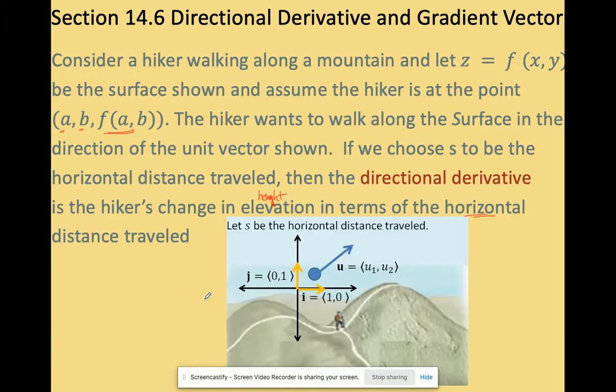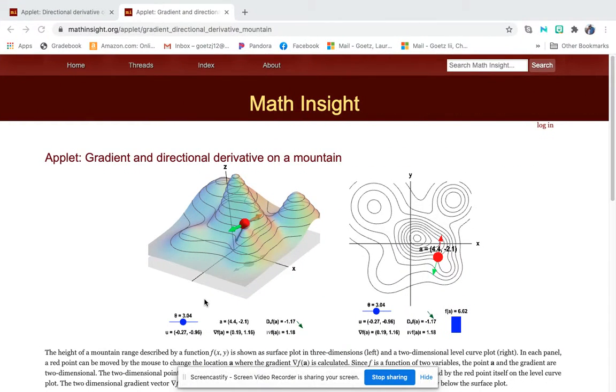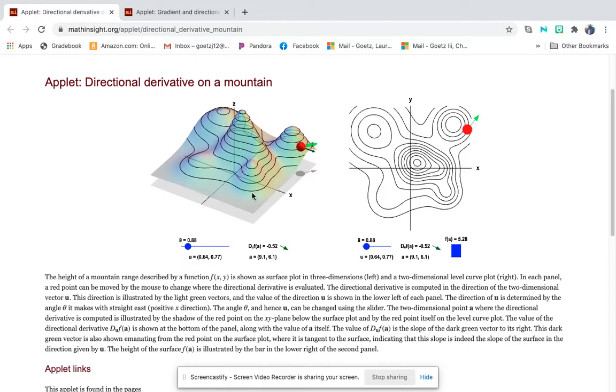Here's another visual, right? So here's like a mountain range, or some mountains here, and here is the contour map, looking from above. You see this point here? As I move this point, can you see what's happening? The directional derivative is the slope of that dark green vector.